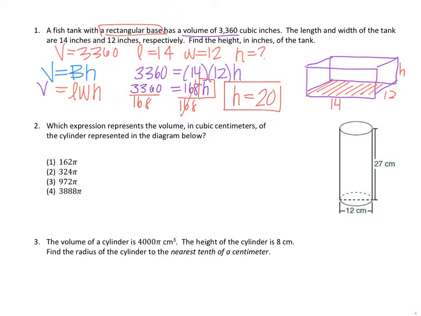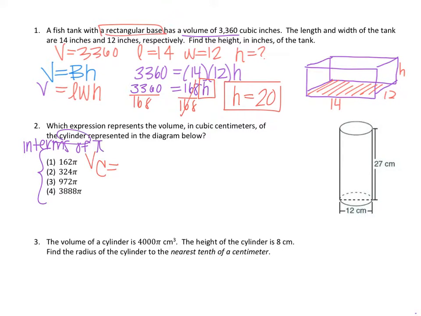Okay, number 2 says which expression represents the volume in cubic centimeters of the cylinder represented by the diagram below. Now I want you to take notice of these answer choices. All of them have a pi attached, so we're going to get our answer in terms of pi. So let's look at our formula sheet.